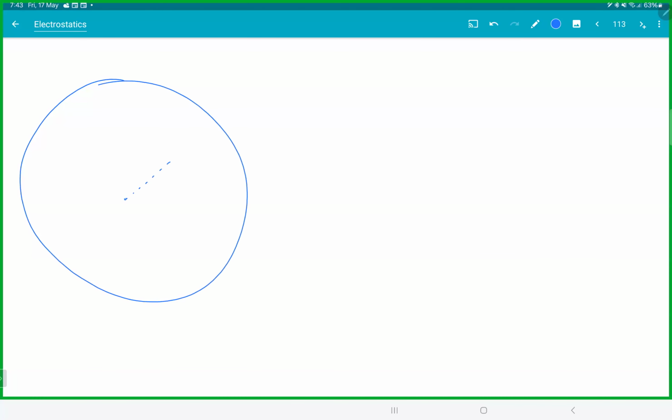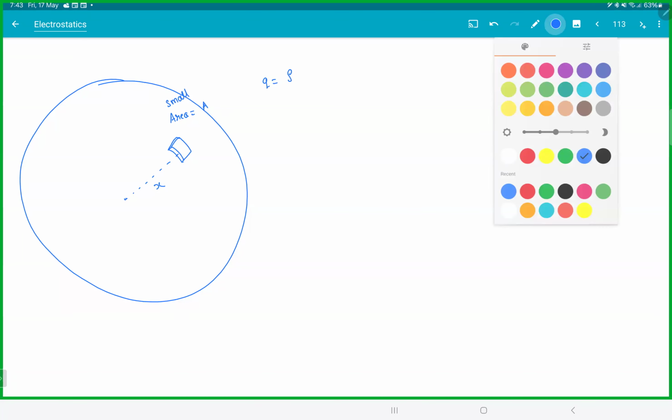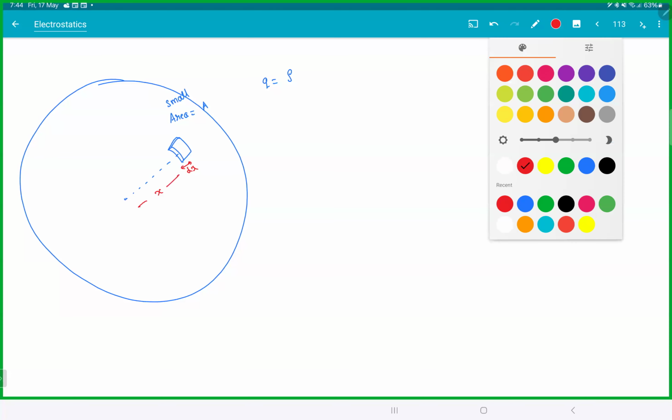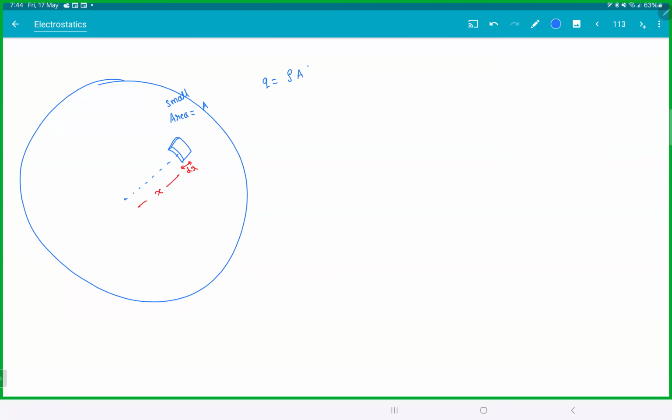So at a distance x, take a thin sheet, okay? Let the area be A. It's a thin sheet. It's a small area. So the charge Q will be rho into A into dx, where the thickness is dx. So at a distance x, you're taking a sheet of thickness dx. So the charge would be rho into A into dx.